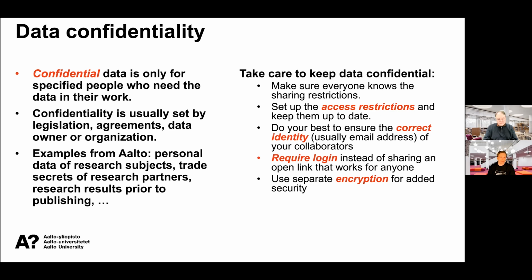And how you can keep the data confidential while storing it. Make sure that everyone who has the access knows what the restrictions are and how they can share data or if they cannot. And the access restrictions should be kept up to date. You have set them up, for example, in Teams, it's a private Teams. And if people come and go, you will remove the access for the people who have gone and add new people. And try to also ensure the correct identity, for example, the email address, so that it's not just someone with the same name using a mail service, but it is actually the one you are collaborating with.